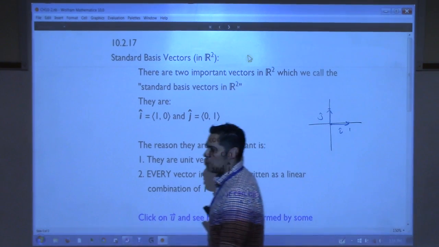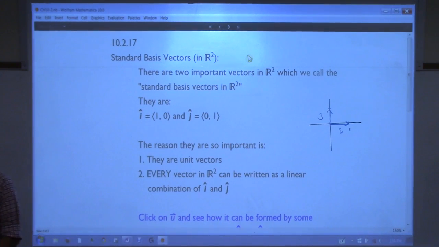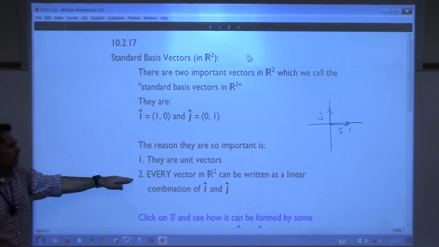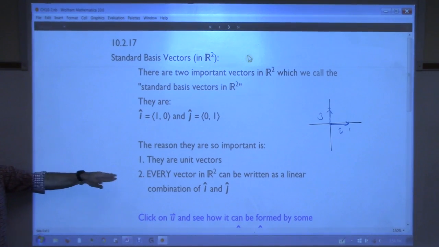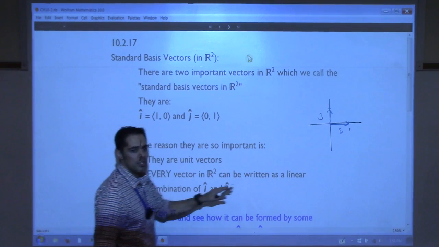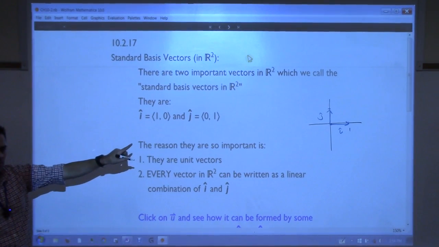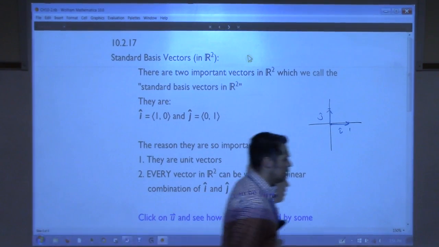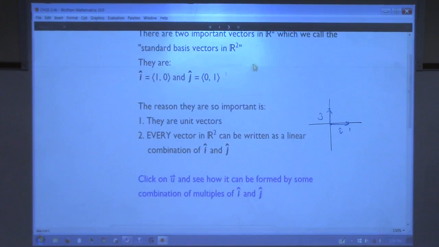First of all, they are unit vectors. Do you agree that they're unit vectors? Can you just tell by looking they have length 1, each one? Okay. Also, every vector that you could ever think of in two-dimensional space can be written as some linear combination of those two vectors. So let me try and illustrate that with an example, or with this animation.